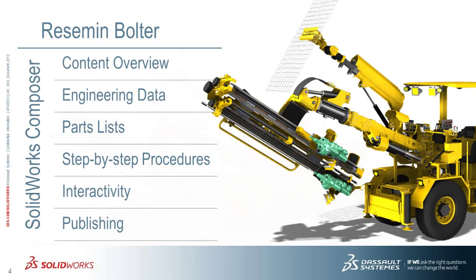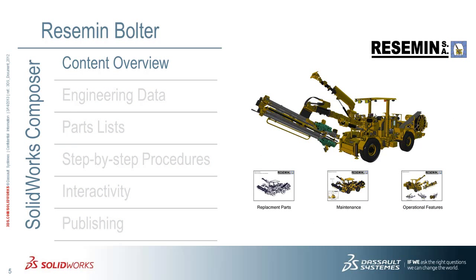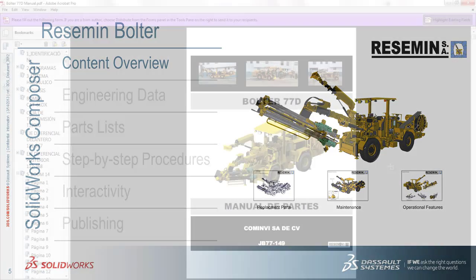During the course of this presentation, we'll be covering several key areas. We'll start by taking a look at the content that's already been created. Then we'll look at how SolidWorks Composer leverages existing 3D data. We'll go through the process of creating our own parts list, step-by-step procedures, and adding some interactivity to our designs. And finally, we'll see how SolidWorks Composer allows us to publish this content. So let's go ahead and get started by taking a look at some of the existing content already created.